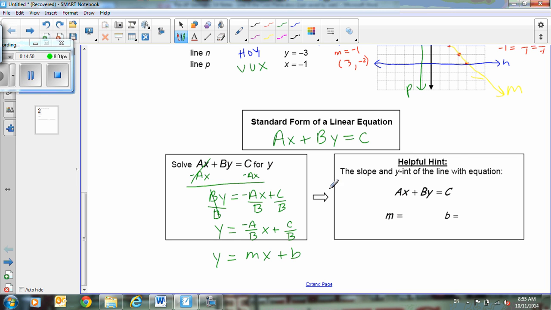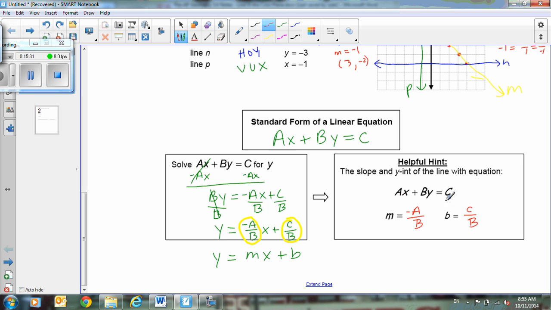So in other words, let's learn this helpful hint. When you have an equation in standard form, Ax plus By equals C, we can quickly find the slope and y-intercept. To find the slope, I'm going to take the opposite of A over B, and to find the y-intercept, I'm going to take C over B. So if an equation is written in standard form, you can find its slope quickly by taking the opposite of A divided by B, and you can find the y-intercept by taking C divided by B.